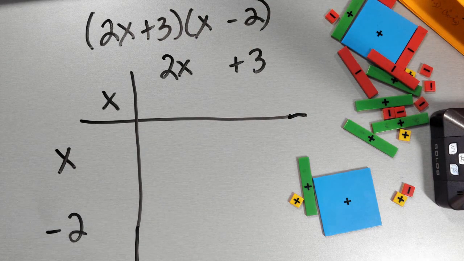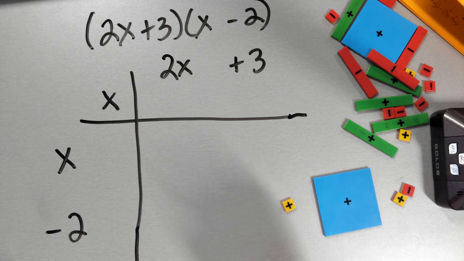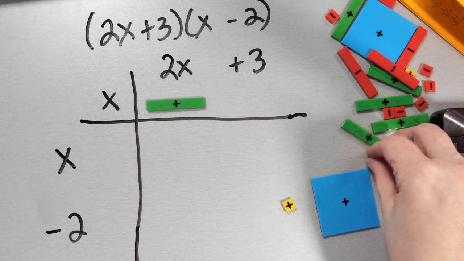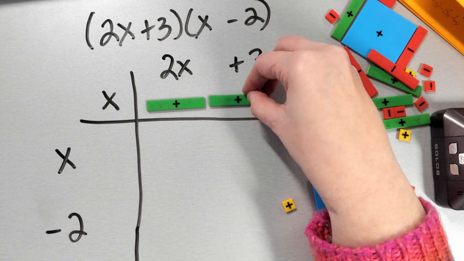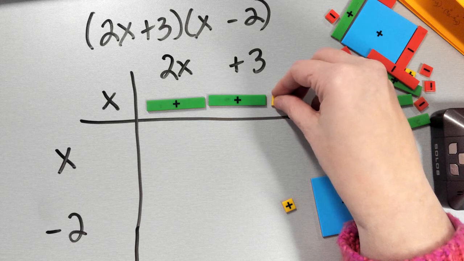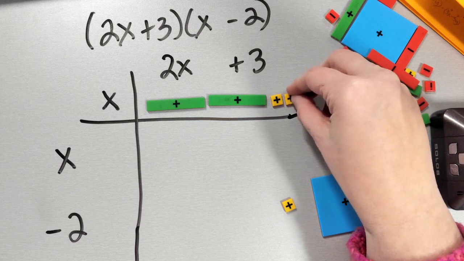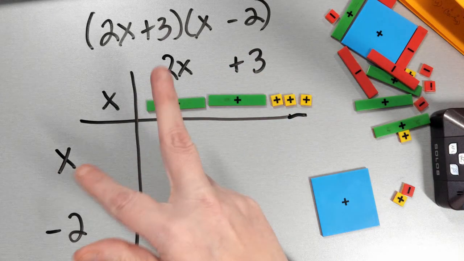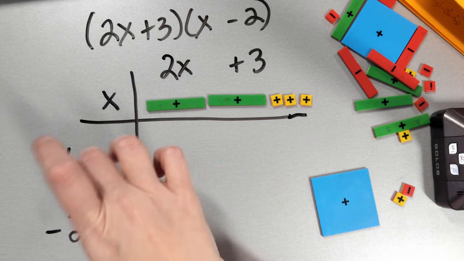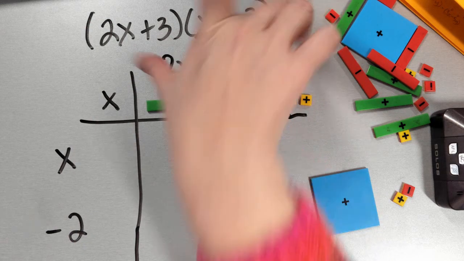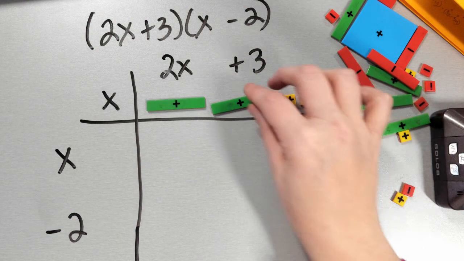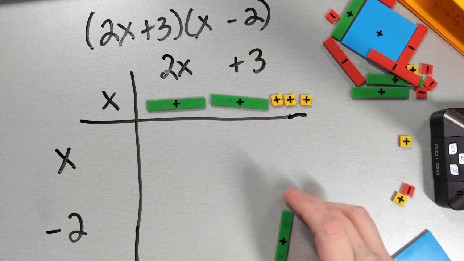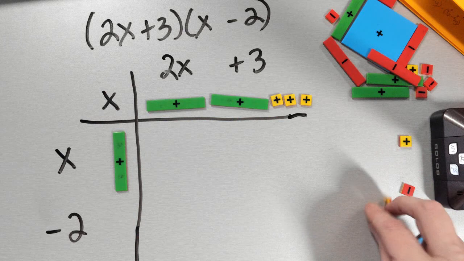So the first thing that we do when we model is, on the outside of our model, we write down what tiles we have. Because I have two x's, I'm going to put down two x's and 3 positive ones. Now, the question you may be asking is, does it matter where I put them? No. I can put the 2x plus 3 here and the x minus 2 there, and I'll get the same answer. It just may look a little different. Okay, now over here on the left side, I have x minus 2.